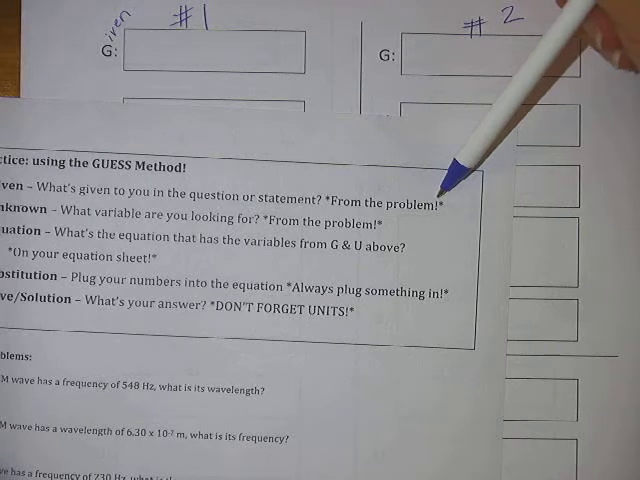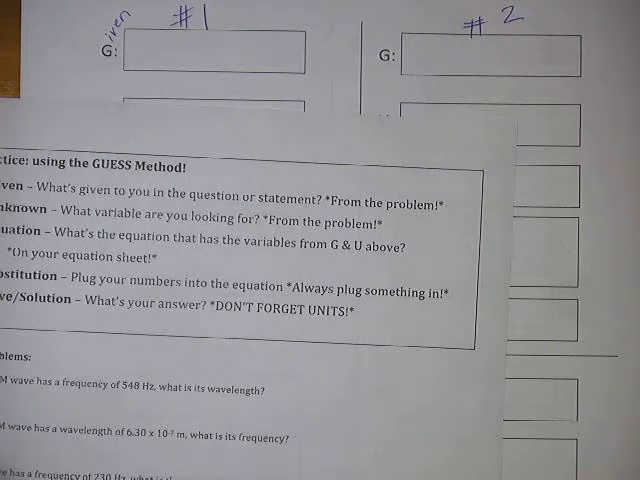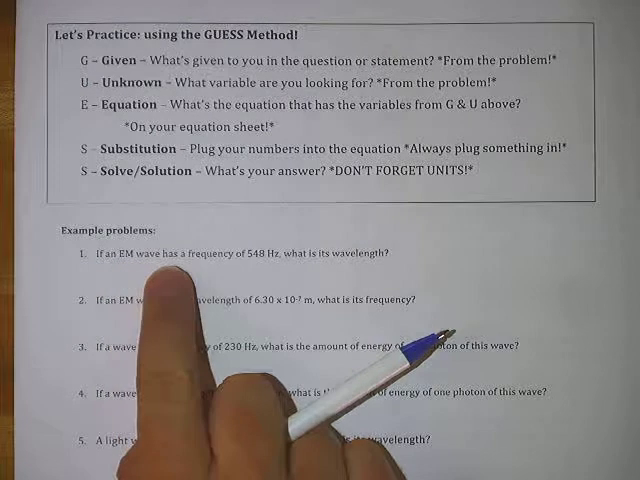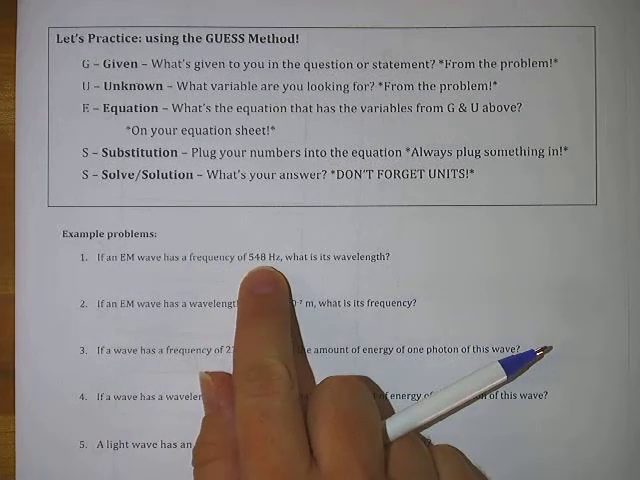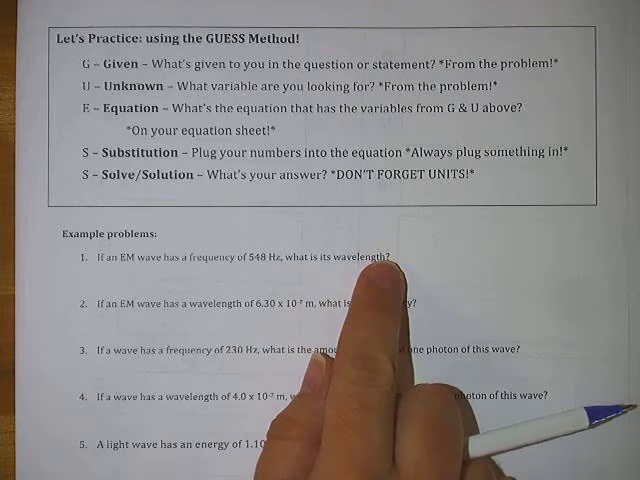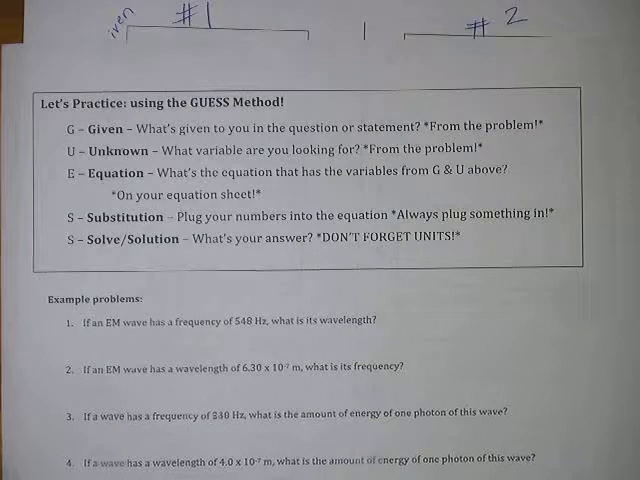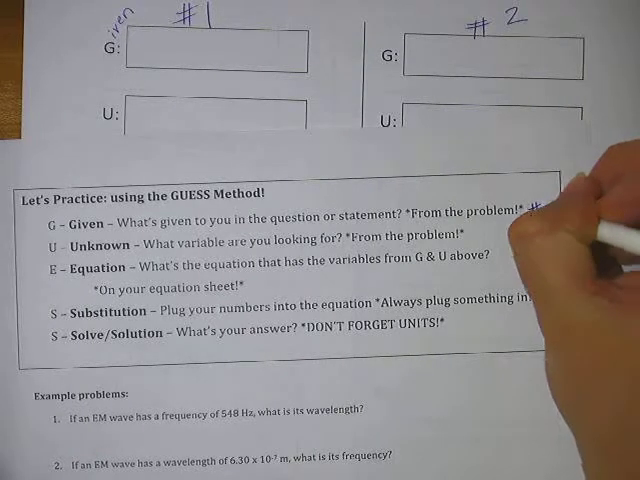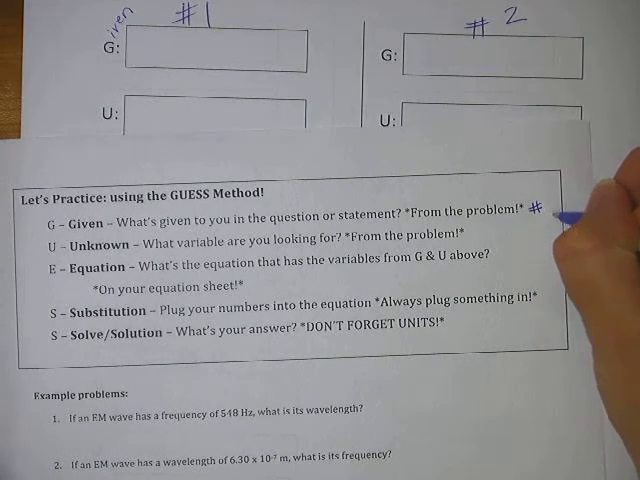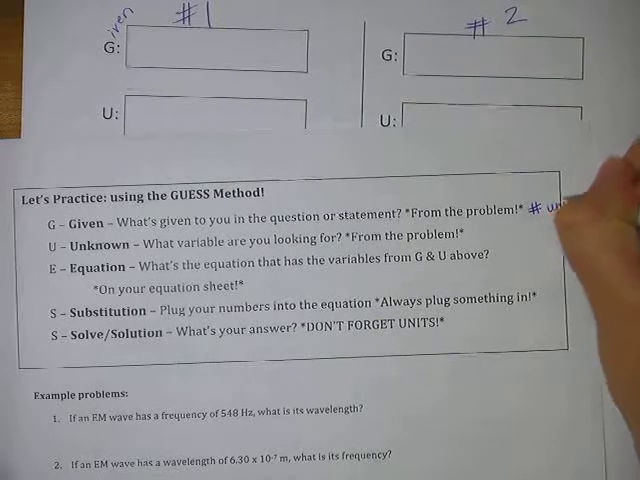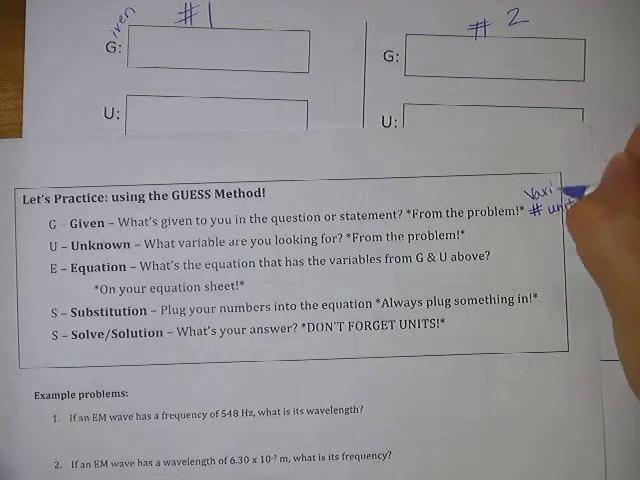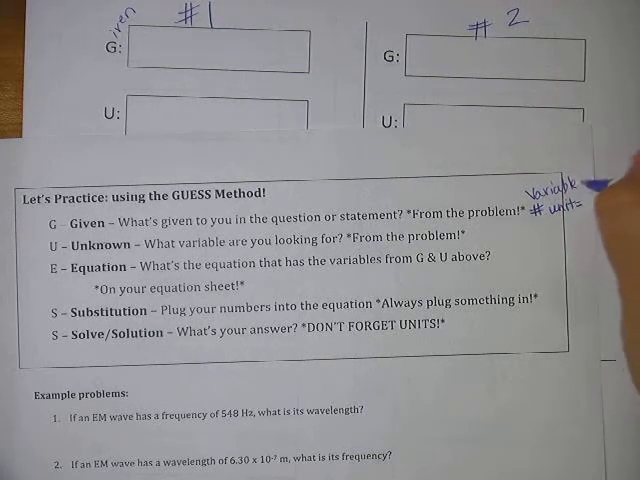You read the problem to find this. For instance, if we look at number 1, it says an electromagnetic wave has a frequency of 548 hertz. What is its wavelength? The given is always going to be a number and unit, and it should always be equal to some variable. I kind of ran out of room while I was writing that, but some variable equal to a number and a unit.